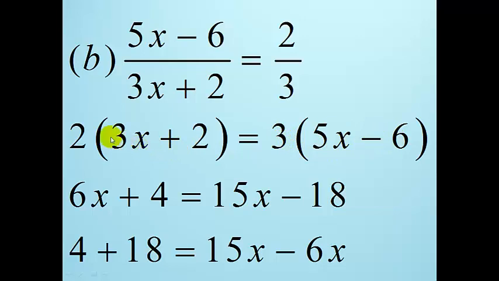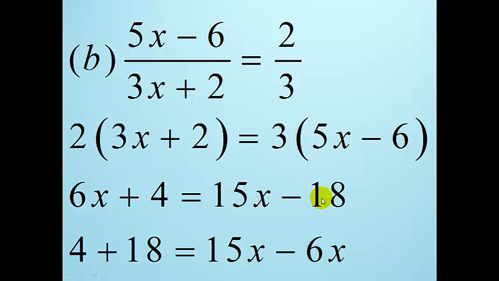Now we expand. So 2 times 3x equals 6x. 2 times 2 equals 4. This is equal to 3 times 5x equals 15x. And 3 times minus 6 equals minus 18.